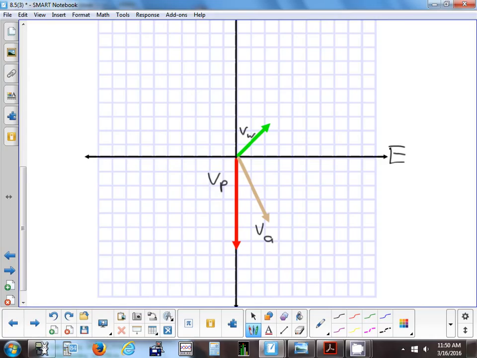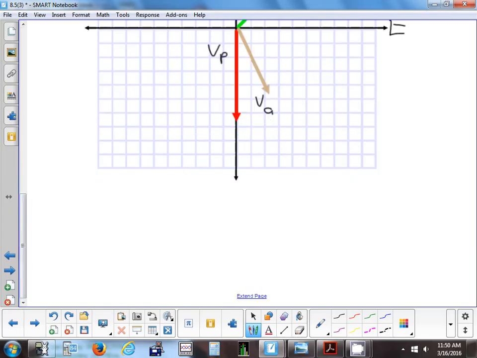All right, now what we have to do is represent v sub p and v sub w as velocity vectors. And then, well, let's see what we do from there. Okay, let's start with v sub p.